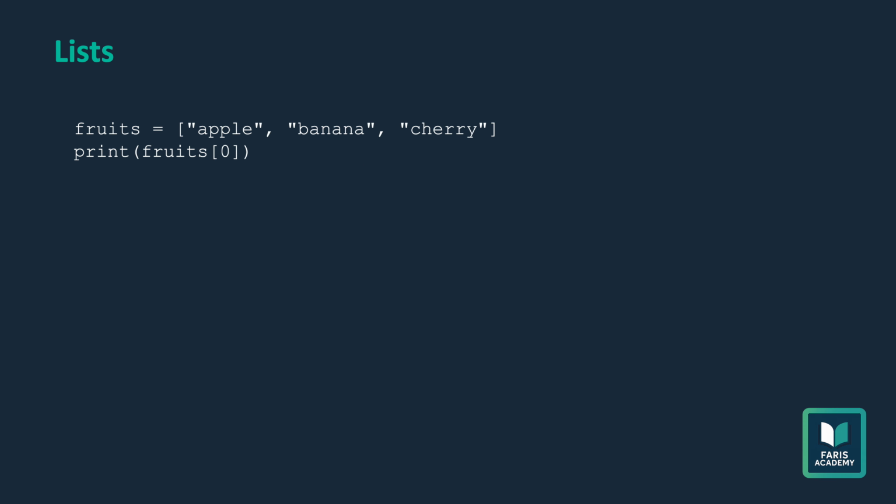Lists are ordered collections that can be changed. You can store any type of data and access items by their index. For example, a list of fruits can be created and printed using square brackets.